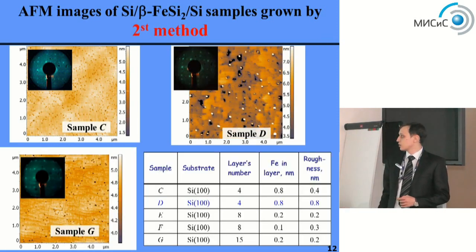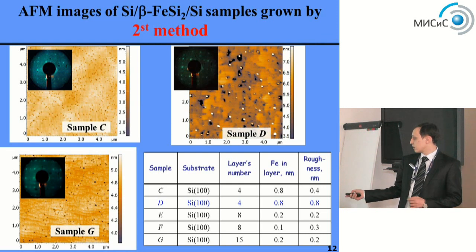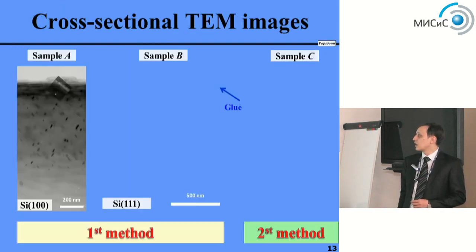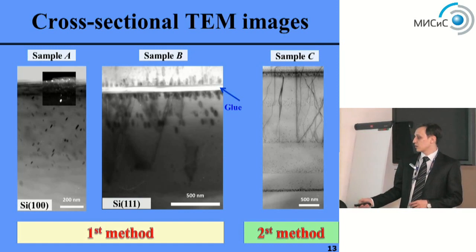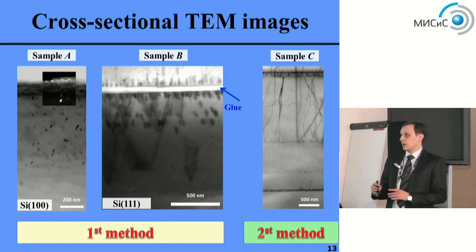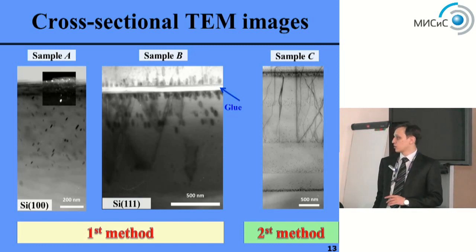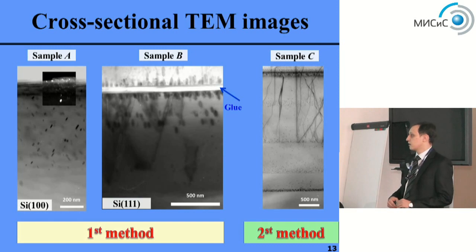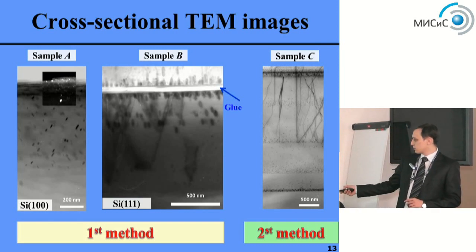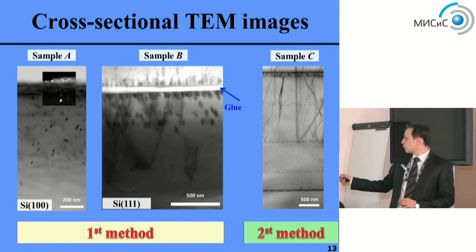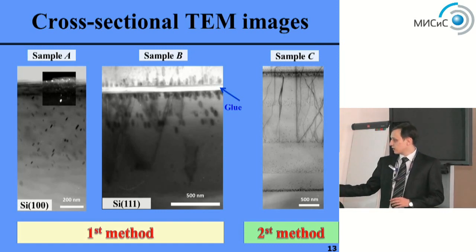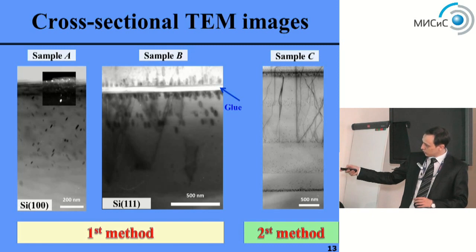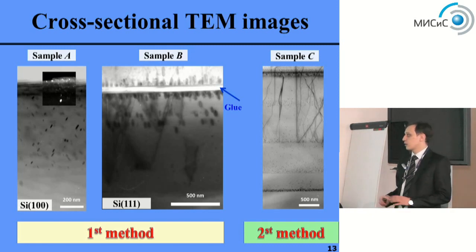In the second method, we also see the same results, also the not so bad roughness. But what is the difference between the first method and the second method? On the silicon 100 surface, by the first method, we can obtain some continuous distribution of iron disilicide inside the silicon matrix, but this is also C100. But by the second method, we have not a continuous distribution by layers, but we also obtain some dislocation. And if we use silicon 111, we also see some dislocation and also some continuous distribution.